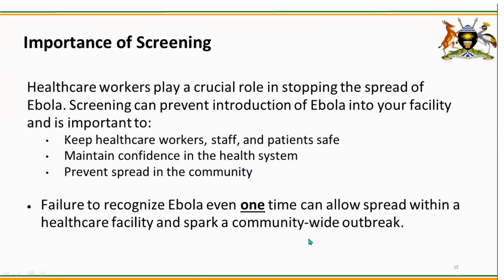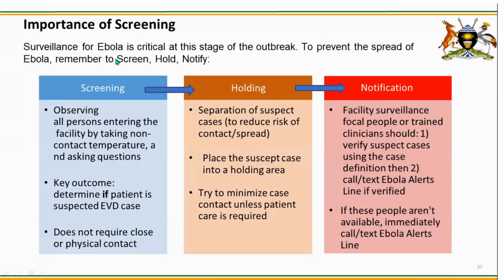Failure to recognize even one case of Ebola means it will enter your facility, spark infections in your facility, and go on to do the same in your community. So we're also discussing the importance of screening. It gives you room to identify the patient, hold the patient in your holding area, or at an isolation unit for higher level facilities, and appropriately inform the system so that the system can come and evacuate the patient.